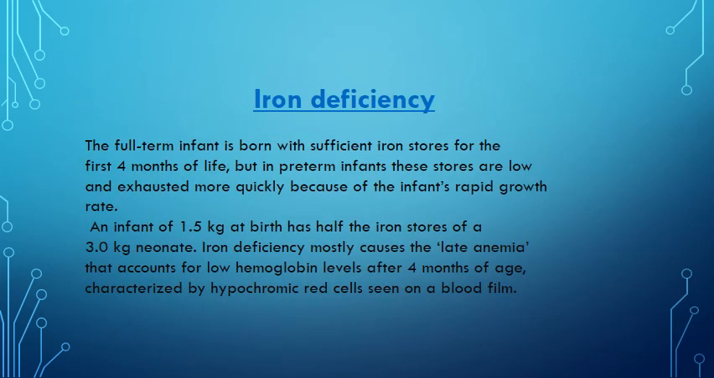What about iron deficiency? The full-term infant is born with sufficient iron stores for the first 4 months of life, but in preterm infants these stores are low and exhausted more quickly because of the infant's rapid growth rate. An infant of 1.5 kg at birth has half the iron stores of a 3 kg neonate. Iron deficiency mostly causes the late anemia that accounts for low hemoglobin levels after 4 months of age, characterized by hypochromic red cells seen on blood film.